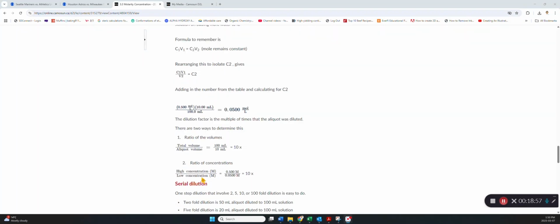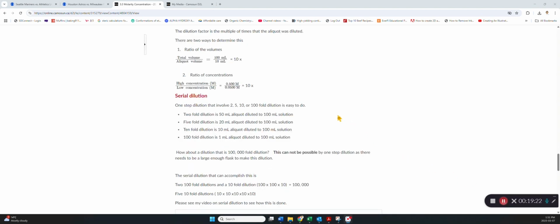And it's determined by either taking the ratio of volumes, so the total volume over the aliquot volume, or the high number over the low number in volume. This is 100 over 10, so this is a 10 times dilution. Alternatively, the ratio of concentrations, high concentration over low concentration, gives you a 10 times dilution.